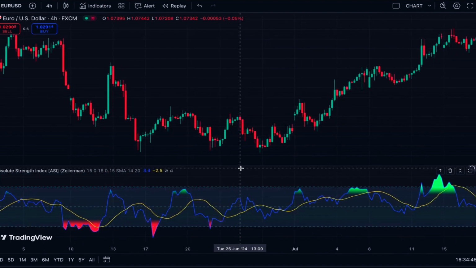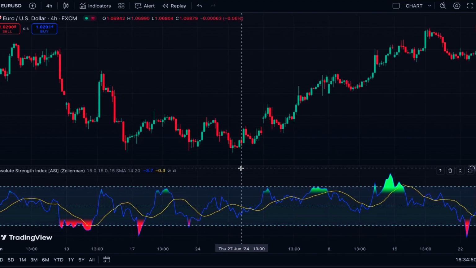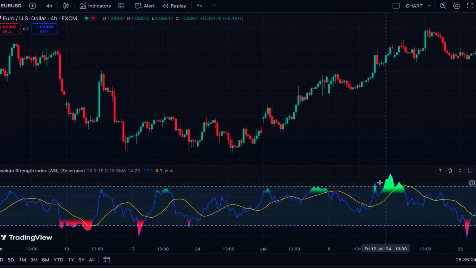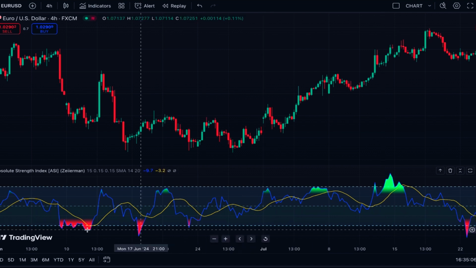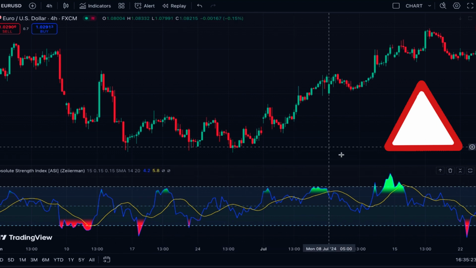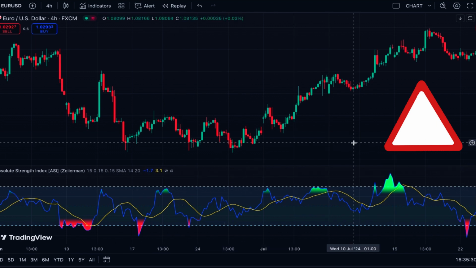This indicator can also help you with overbought and oversold conditions. When the ASI line goes above 8, it shows an overbought condition, and when it goes below -8, it shows an oversold condition. As you know, overbought or oversold doesn't necessarily mean a reversal. The safest interpretation is that the prior trend is weakening.